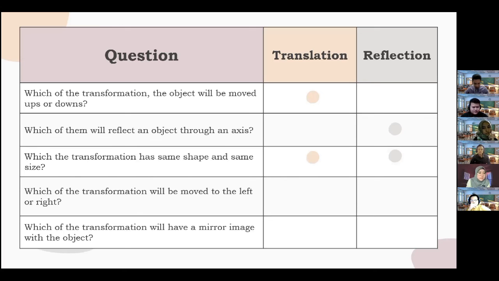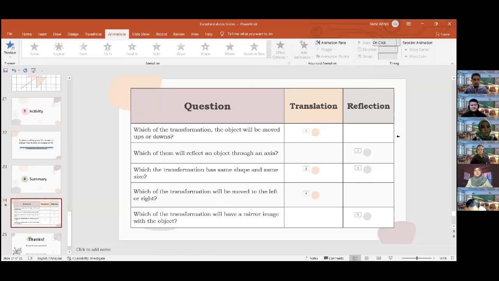Correct. Next, which transformation moves an object to the left or right? Translation. Yes, correct. The last one: which transformation will have a mirror image of the object? Reflection, teacher. Correct.